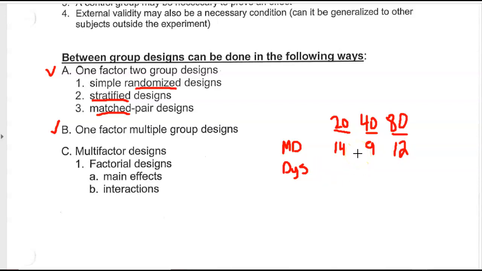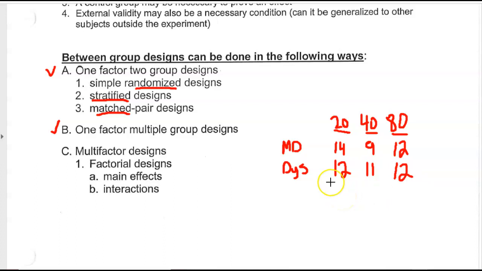Maybe 40 is the optimal dose. Maybe 80, you're overdosing on the antidepressant and it makes you feel like a zombie. People do complain of that. What about dysthymia? You're not quite as depressed, but this has been going on for years. 20 milligrams, maybe they have 12 as their level, and 40 milligrams, 11. And 80 milligrams of the medicine, maybe they have 12. Wow, what's going on there?